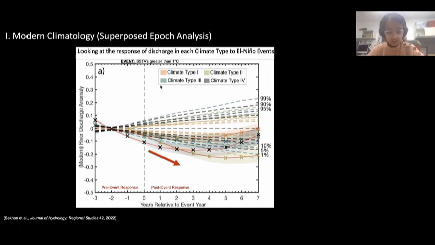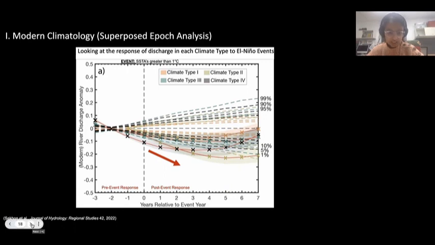And in addition to that, the different colors over here indicate the different climate types, and the red line for each climate type is the median response. So what you're actually noticing is a decrease post-event in discharge, which is prominent in all the 4 different types of climate, and which is statistically significant, as these dashed black lines indicate the significance level.